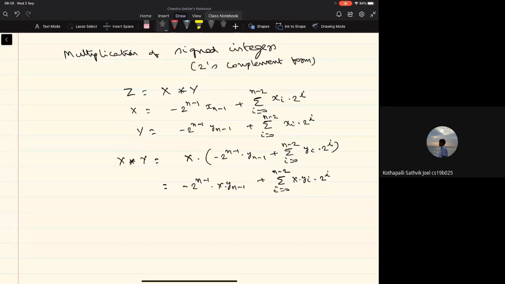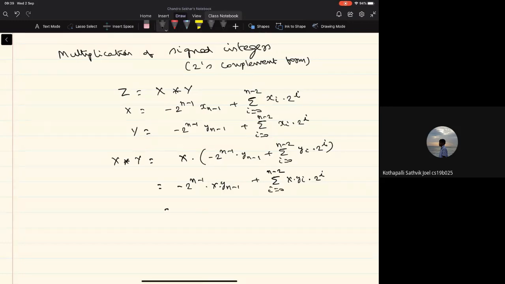Okay. Can I write this one as minus x y n minus 1, 2 power n minus 1? I'm just putting this 2 power n minus 1 towards the end, so that we get some uniform type of entities. What is this entity here? It is the partial product corresponding to the ith bit of the y operand. And how many such partial products are we going to have in the summation? From i equal to 0 to n minus 2.